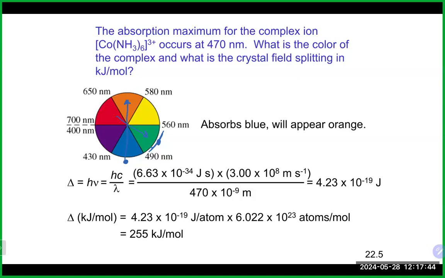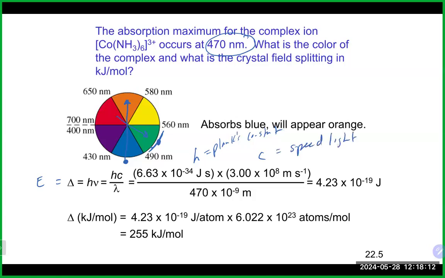In this case, we can figure out the energy by using our energy equation, which is E equal to h times the frequency. In this case, we do have the wavelength, so we will use h and c, which are both constants. That's Planck's constant, 6.63 times 10 to the minus 34, and c is our speed of light.